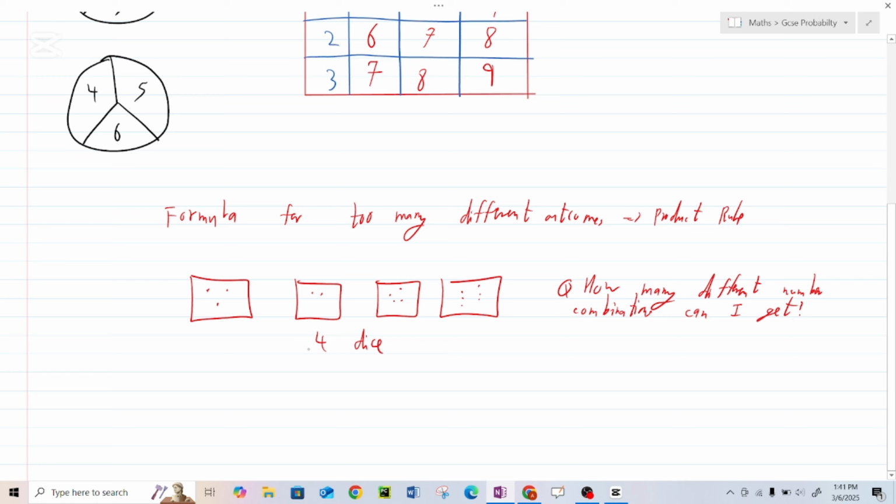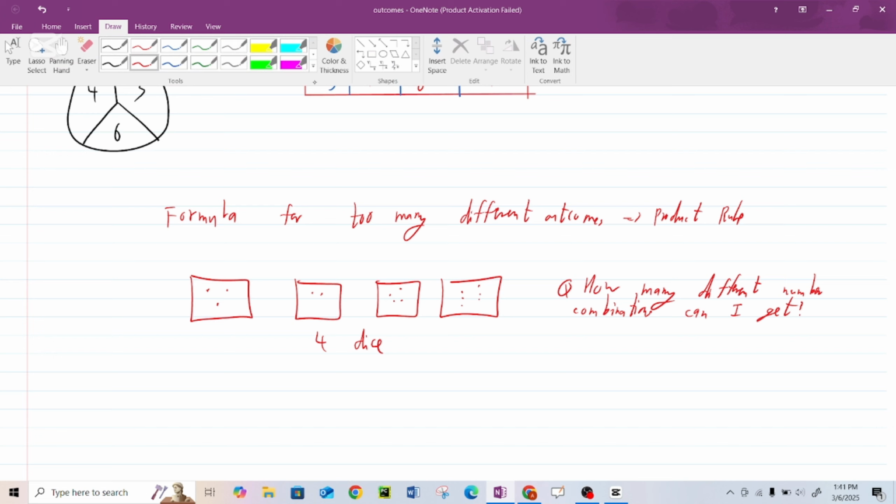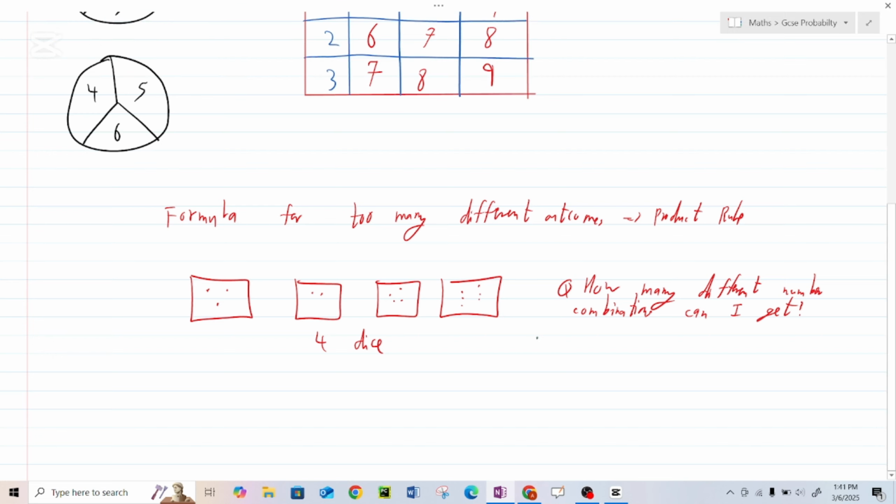Now that's a lot. I can get 1 here, 2 here, 2 here, 2 here, and so on. So there's too many different outcomes. I cannot list them all. The answer would be, how many outcomes can I get from the first one? 6. How many can I get from the second one? 6. From the third one? 6. Last one? 6. That's what the product rule is.